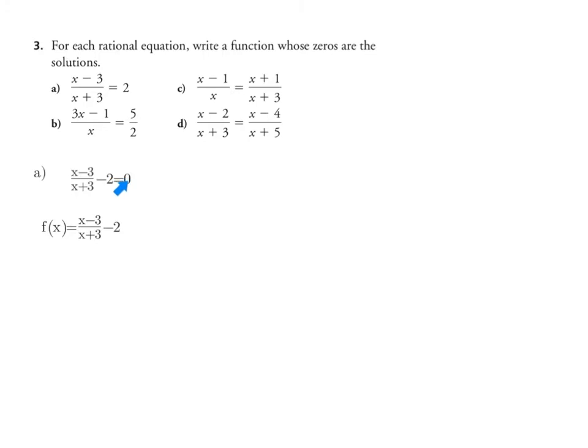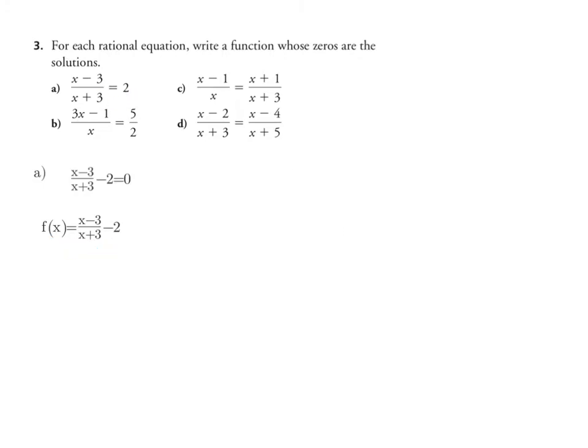When 0 equals 0, that's a solution. But also, when this equals 0, that's when f of x equals 0. So on my graph, that's when it would hit 0. So what I just did is I took this rational equation, I wrote a function whose zeros are the same as the solutions to the equation. It's pretty easy, right? You just bring everything to the left and then just say f of x equals that.